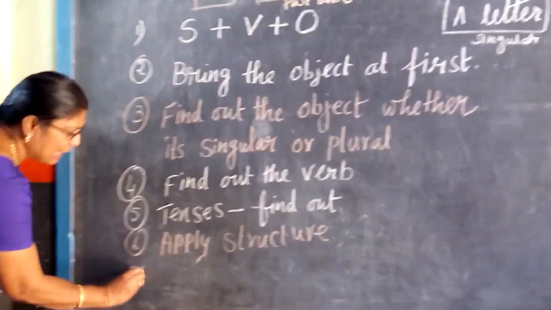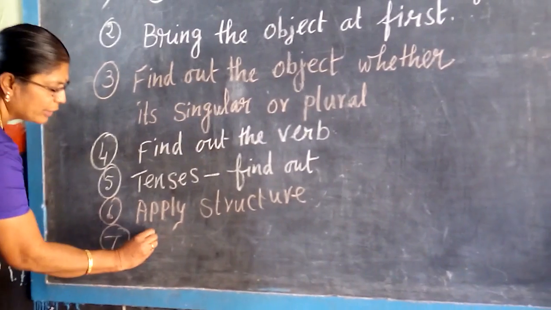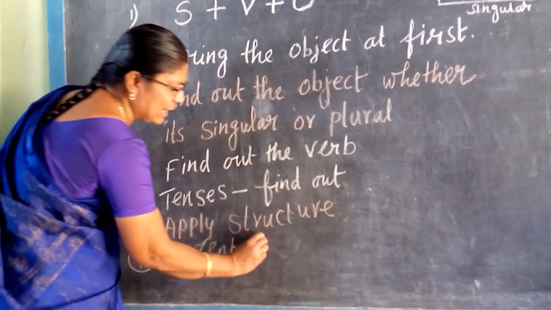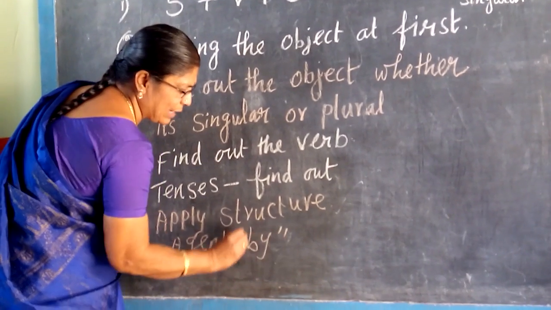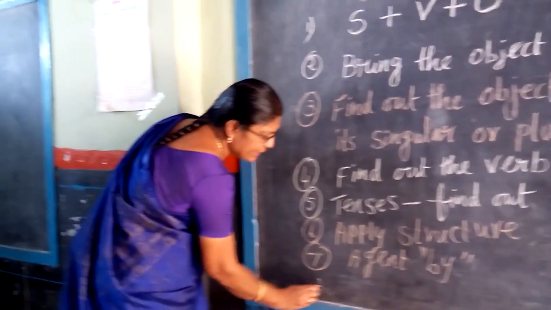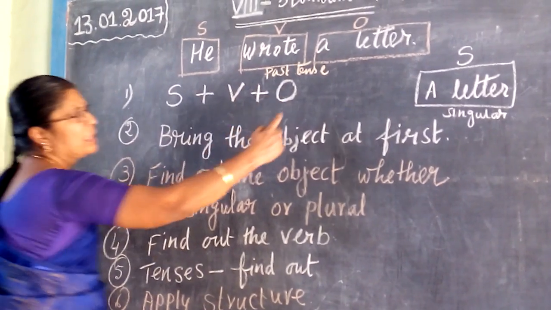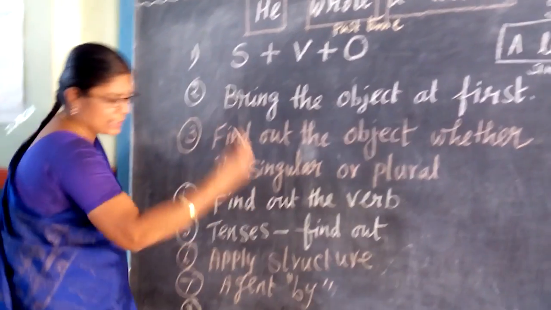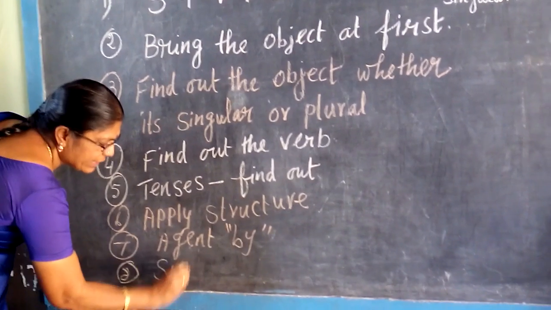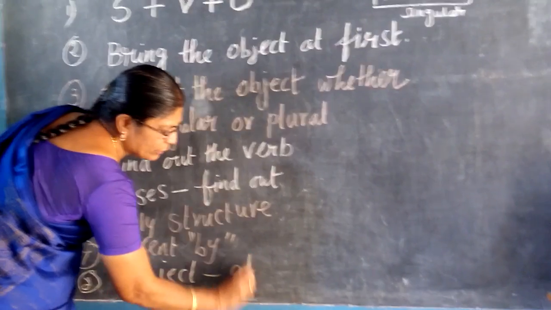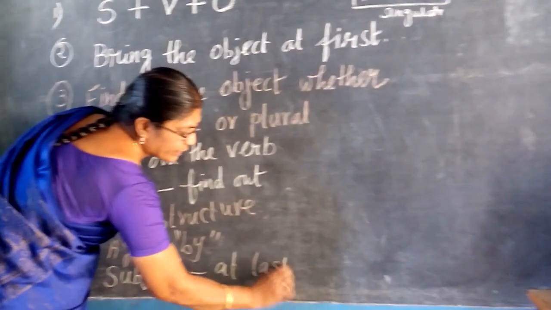Next, add the agent by. You have to add the agent, that means add the word by. Then take the subject at last. Here, first you have taken the object. You have to take the subject last. The subject must go at last.